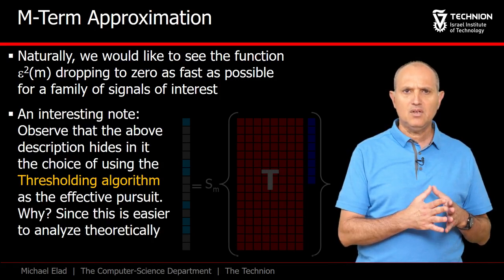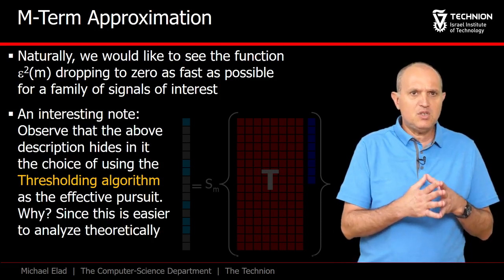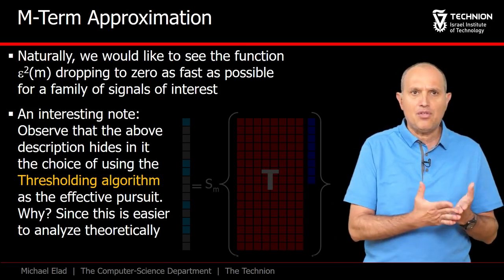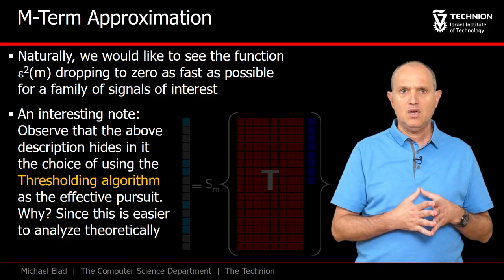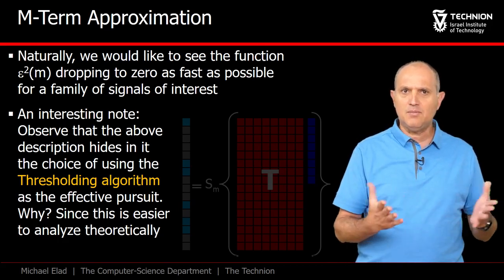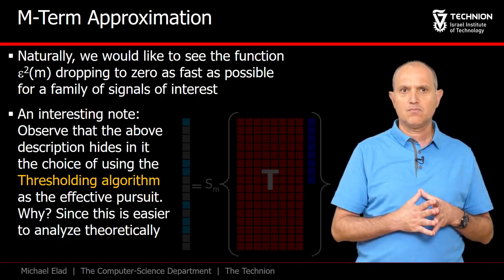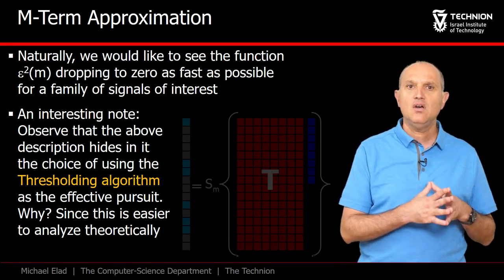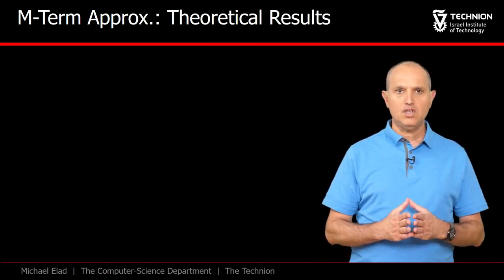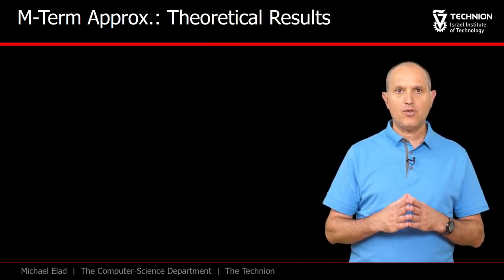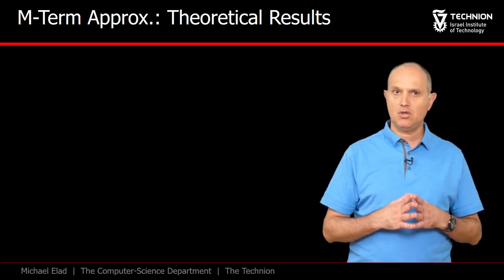Come to think about it, all the above procedure is a bit strange. Observe that this process is based on using the thresholding algorithm as the pursuit in order to evaluate the representation. Clearly, this is not the best way to estimate alpha. So why did these mathematicians choose this approach? Because it is easier for the analysis that follows. If our goal is to get mathematical expressions for the rate of decay, we must replace the true data by a mathematical description of it.